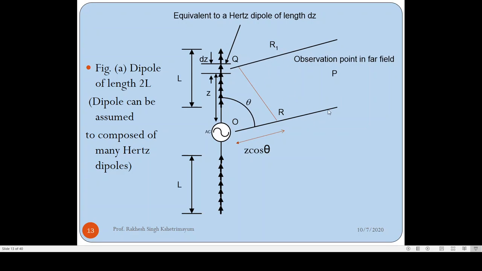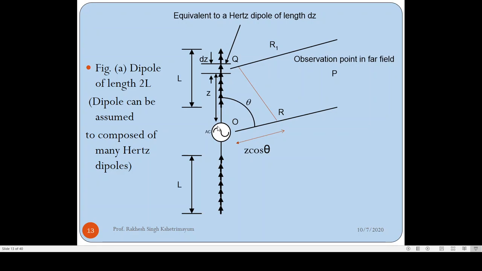R1 and R will be parallel, and R1 plus this distance will give you R. So this R, position vector of the observation point, is the distance between the origin and the observation point. This R1 is the distance between the source and the observation point. This R1 will be slightly lesser than this R. How much will that be lesser? That will be this region here.